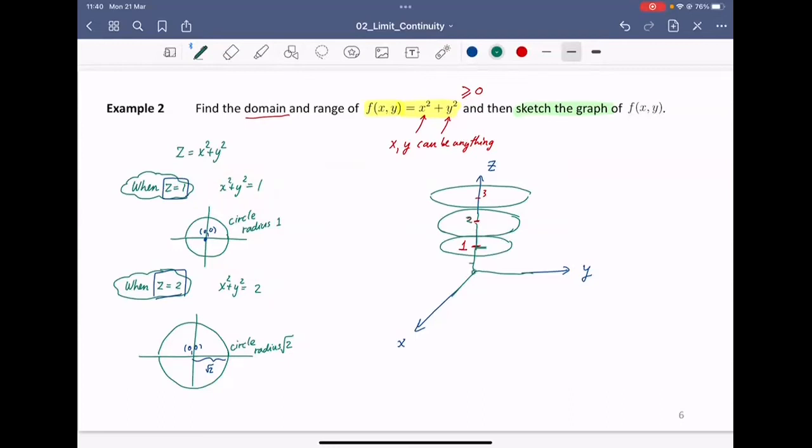At c equal to 0, it's just a point, because x squared plus y squared equals 0 gives just a point here. And on the negative side of c, I have nothing, because you cannot put a negative value of c here. If you connect all the dots, you're going to get this picture.